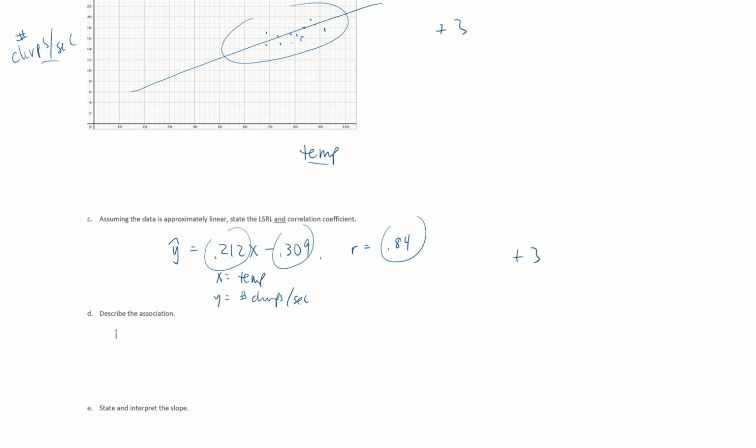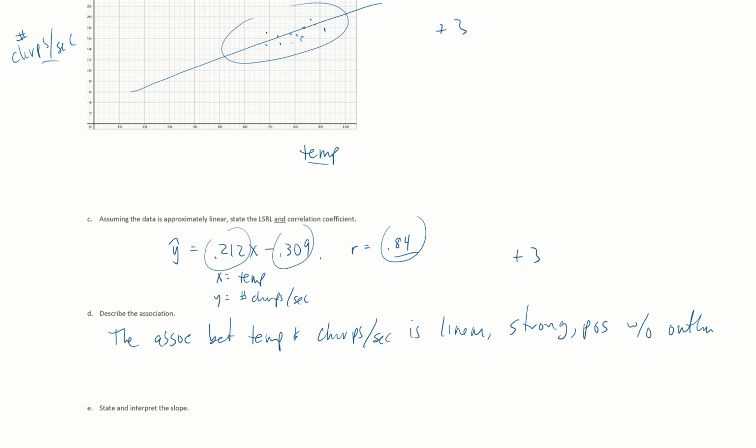Describe the association. The association between temperature and chirps per second is linear, strong, or moderately strong because R is 0.84, positive, without outliers. Okay, so that's what I was looking for. That was worth 2 points. If you had just 2 of these, then I gave you full credit.